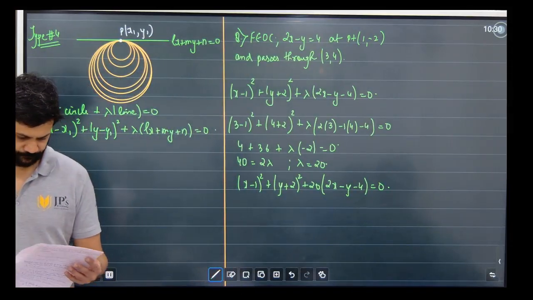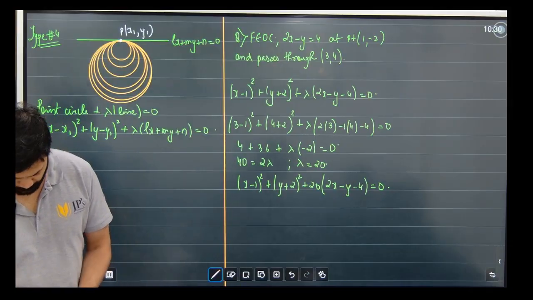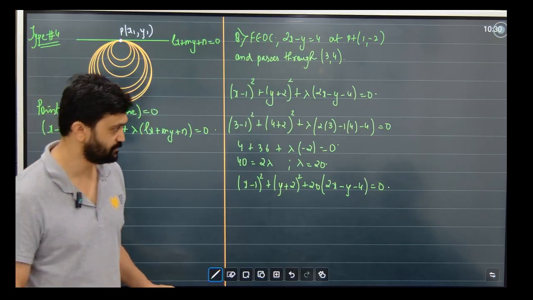We'll stop for the day. We'll continue. Next topic would be direct common tangents, common tangents to two circles.